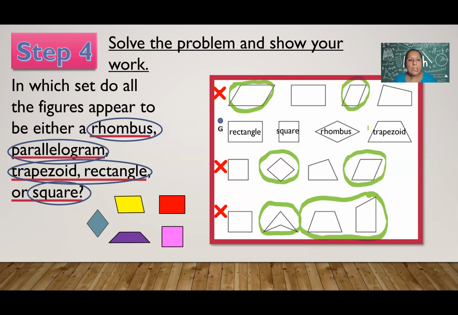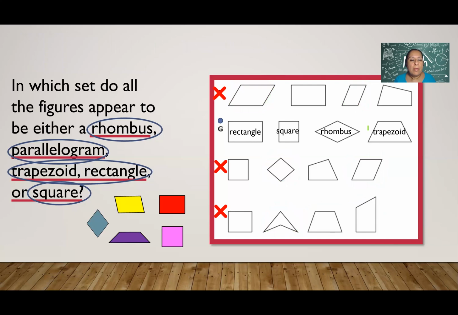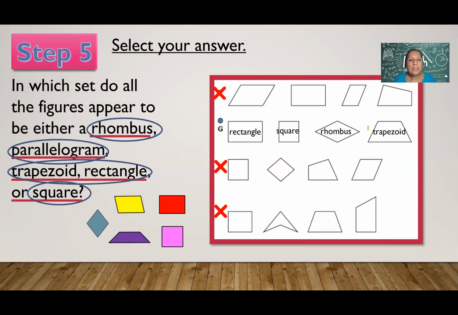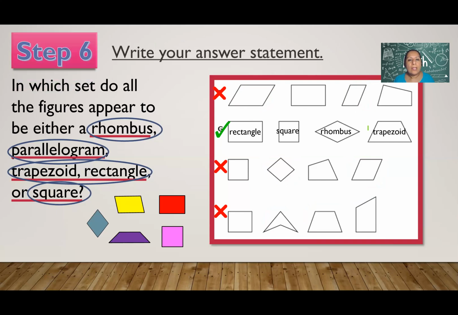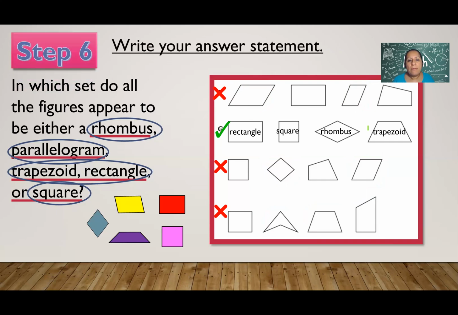That's going to take me to step number 5, which is select your answer. In this time, I'm going to select G. And finally, I'll go to my last step, which is step number 6. Write your answer statement. After choosing my answer, I have to write an answer statement that tells my thinking to my teacher. So let me see.